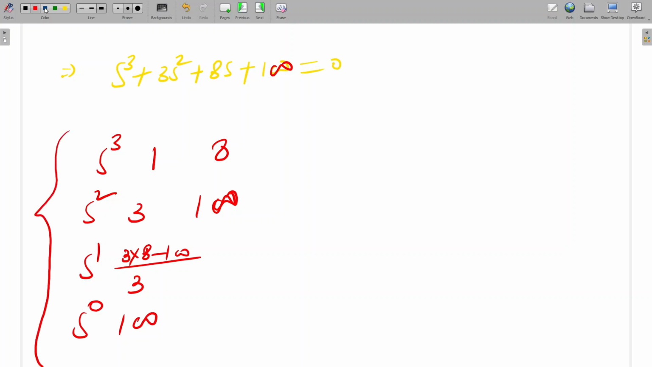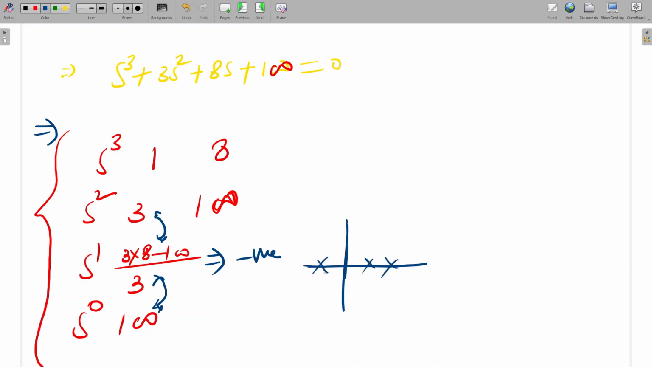Otherwise, if it is not clear, I will explain again. So what is the sign of this value? Negative, minus. So we see two sign changes are there, here to here and here to here. So where will be the poles of this one? Two sign changes means two poles will be in the right hand side and one pole will be in the left hand side. So system is unstable.